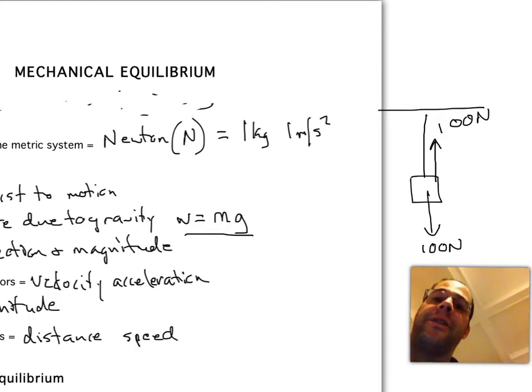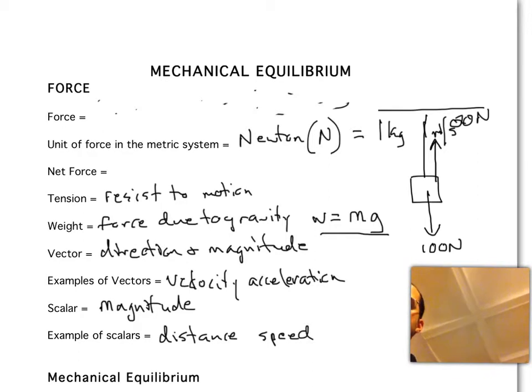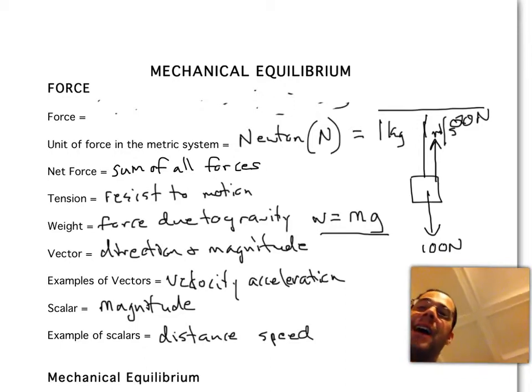By doing that, you end up creating no motion. There is no motion of the object. And moving on to our next topic, we have a net force of 0 newtons in that case. The net force is basically the sum of all forces acting on the object. The net force is going to determine which way the object moves, if it moves at all.